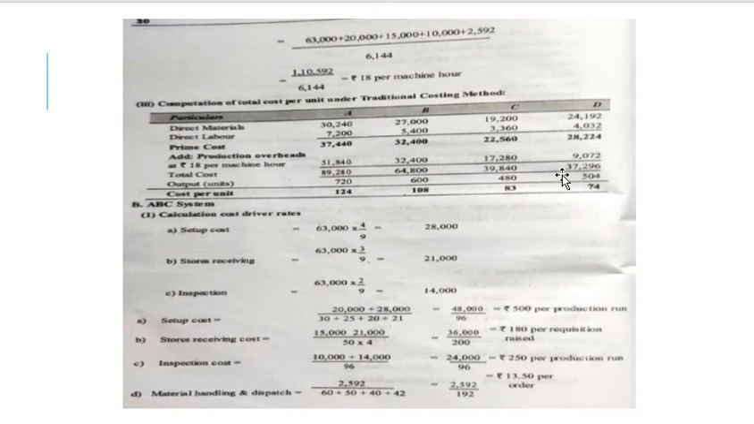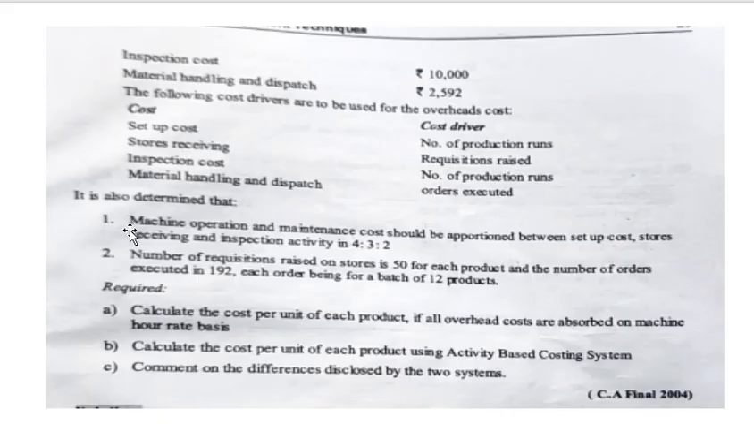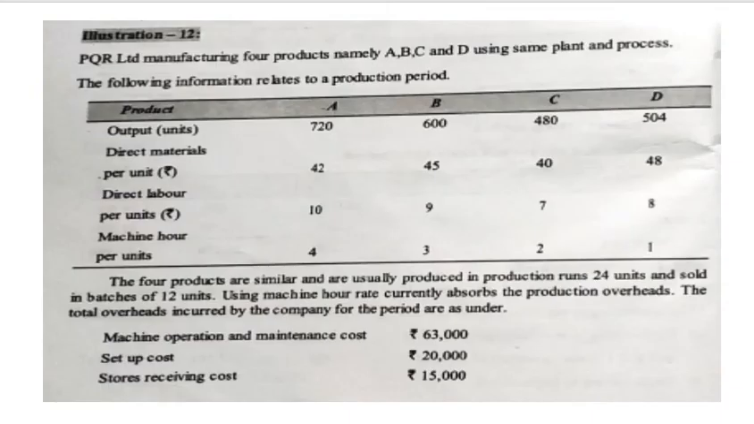Next is your ABC system of calculation. Before we get into the ABC system of calculation, we need to look into the adjustment which is given. As it states, it is also determined that machine operation and maintenance cost should be apportioned between setup cost, stores receiving and inspection activity in 4:3:2. So what they have stated here is this machine operation and maintenance cost should be distributed to setup, stores receiving and inspection activity in 4:3:2 ratio.